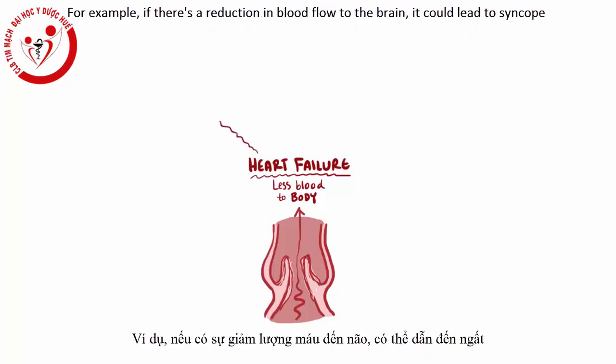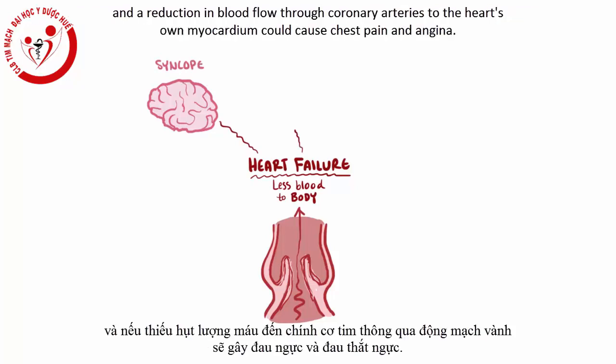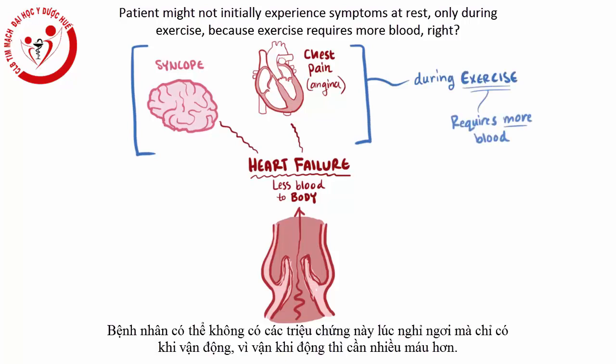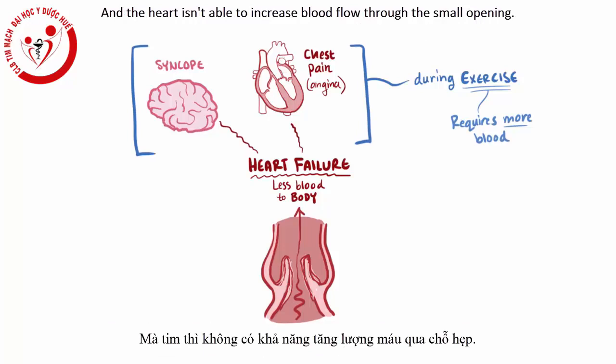For example, if there's a reduction in blood flow to the brain, it could lead to syncope, and a reduction in blood flow through the coronary arteries to the heart's own myocardium could cause chest pain and angina. Patients might not initially experience symptoms at rest, only during exercise, because exercise requires more blood, right? And this heart isn't able to increase blood flow through the small opening.